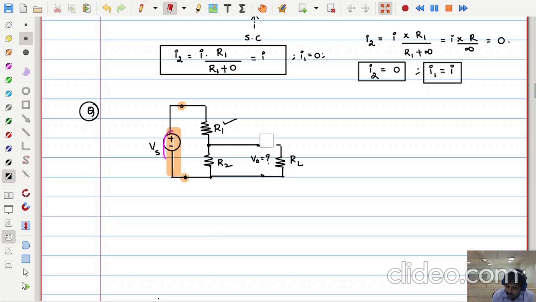Now in your home, there will be a plug. I want to see how much voltage is available in that plug when R1 and R2 are in series. So how can we find that value? V0.